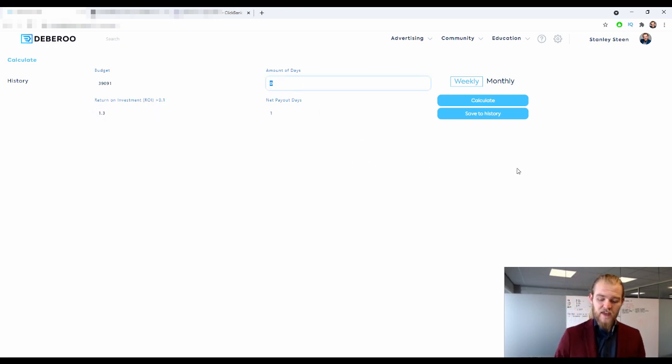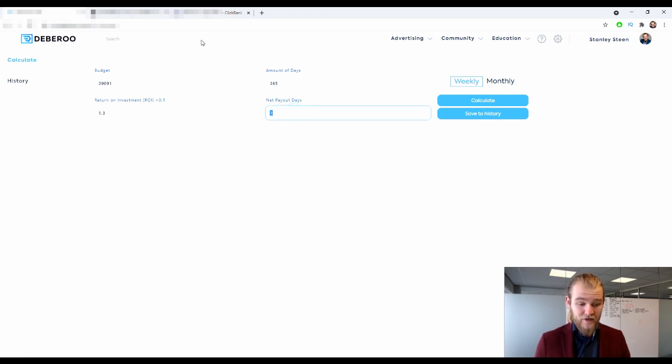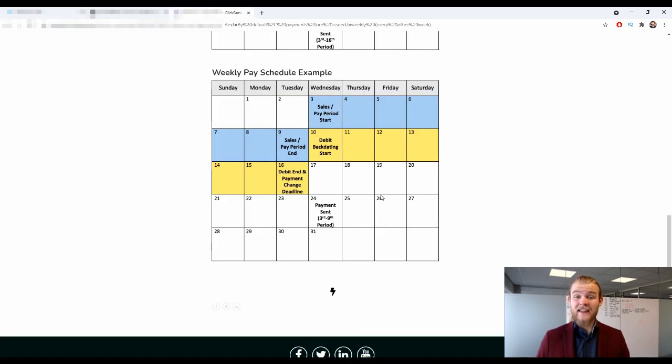I'm going to set the amount of days to 1 year, just for the sake of having a long calculation. And then the net payout days is basically the delay that it takes to pay out, right?